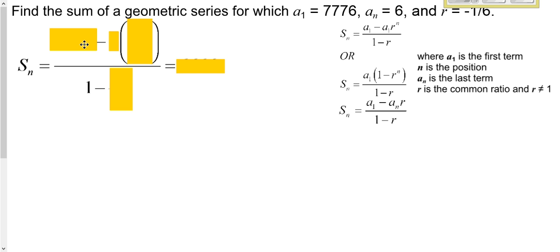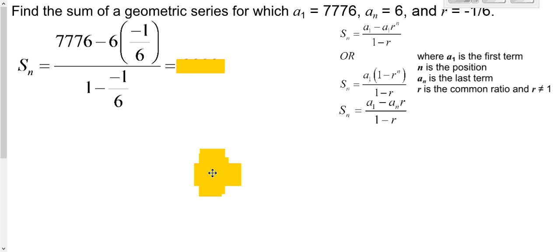So I'll use that bottom formula, plugging in my first term, 7,776, plug in a sub n, which is 6, plug in r, which is negative 1/6, and plug r in on the bottom. Now all I have to do is put the whole top in parentheses, type it in, hit divide, put the whole bottom in parentheses, hit enter on my calculator, and I get 6,666.